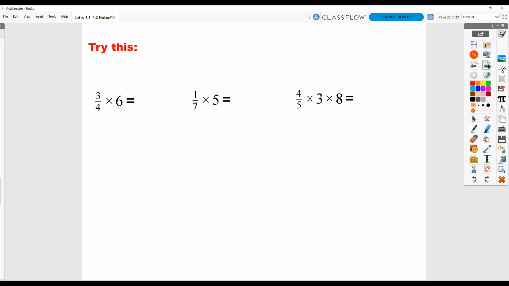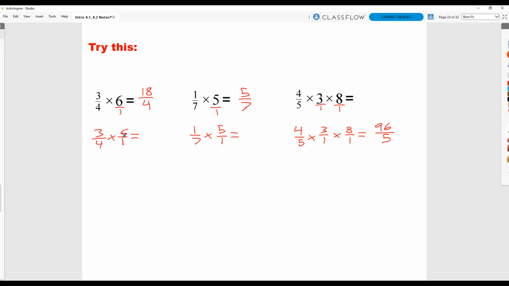All right, let's see what these came out to. Okay, for me, I chose to rewrite them. So here's what we got. We got 3 times 6 and 4 times 1, which gets me 18 over top of 4. Second one, when I rewrite it, I got 1 times 5, 7 times 1, so we're going to have 5 over top of 7. And this one here, we have 4/5 times 3 over 1 times 8 over 1. So you multiply your numerators, your denominators, so you're going to get 96 over top of 5. Hopefully that's what you got.